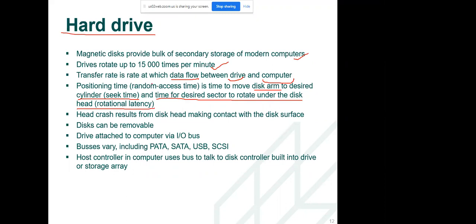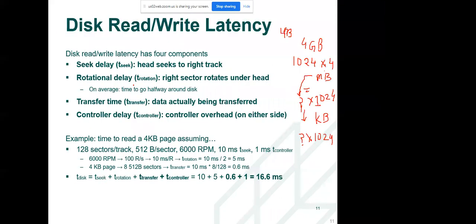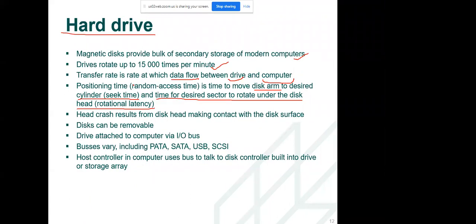Now I think it's clear what seek time is. This is the rotation head, positioning time. You can say this is seek delay. Positioning time is seek delay: the time to move the disk arm to the desired disk cylinder and the time for the desired sector to rotate under the disk head. Head crash results from the disk head making contact with the disk surface.